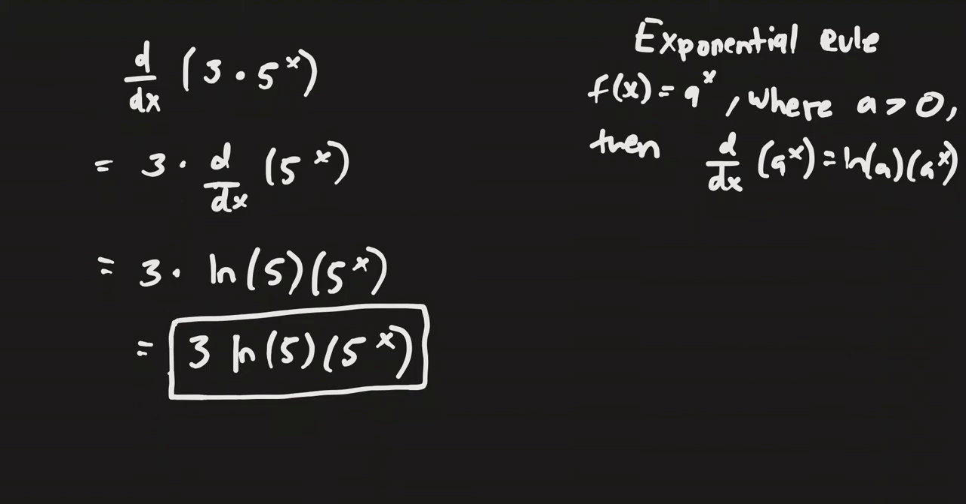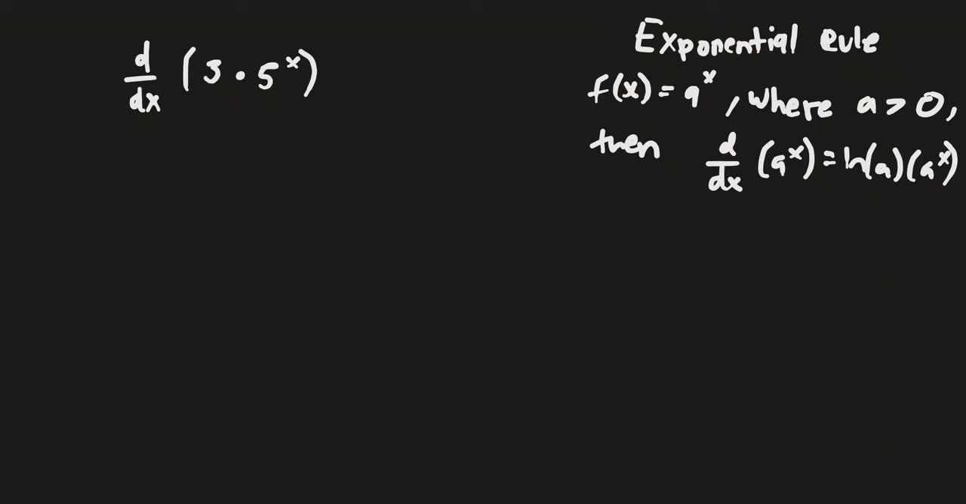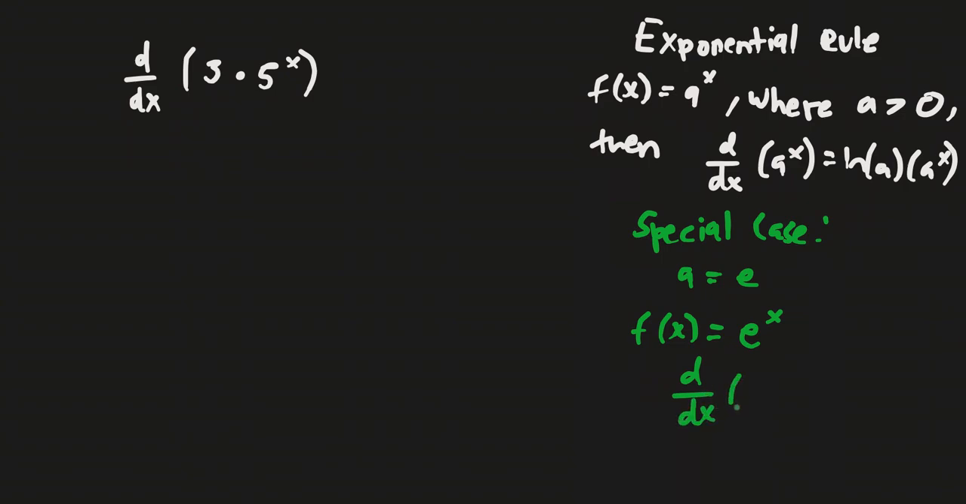Now there is a special case to this rule. You might know this case already, but the case is if a equals e. So if a equals e, and this is a special case, so I'm going to do it in a different color. So special case. The special case is if a equals e. In that case, you would have f of x equals e to the power of x. And so to solve this, you would do, well, it doesn't change. It just becomes e to the power of x.